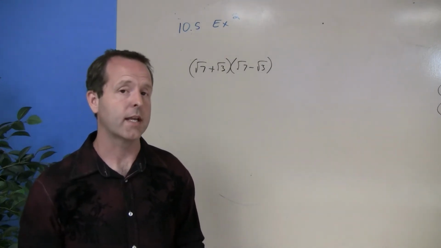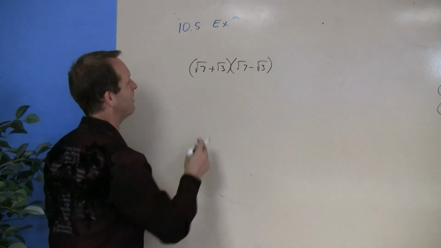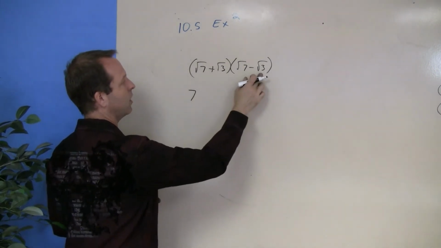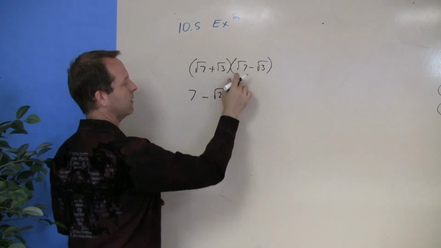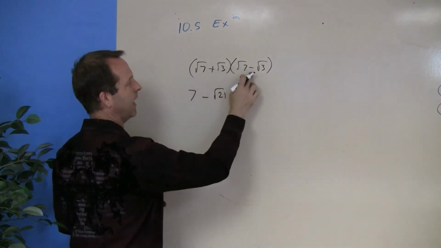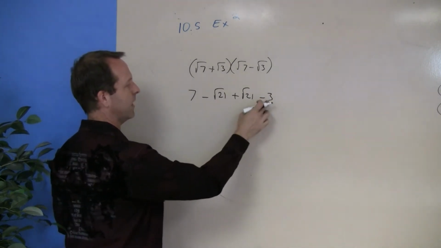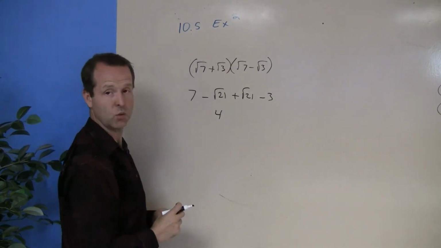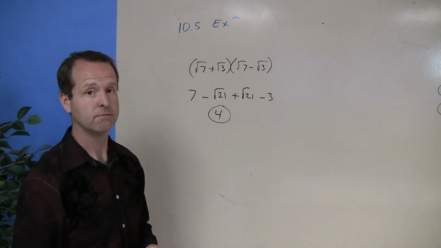It almost looks like it could be a difference of 2 squares. So let's multiply it out and see what happens. Root 7 times root 7, 7. Outer terms, negative root 21. Inner terms, positive root 21. Last terms, negative 3. So I have 7, take away 3, which is a 4. And the middle terms, negative root 21 plus a root 21, go away. So I'm just left with a 4.